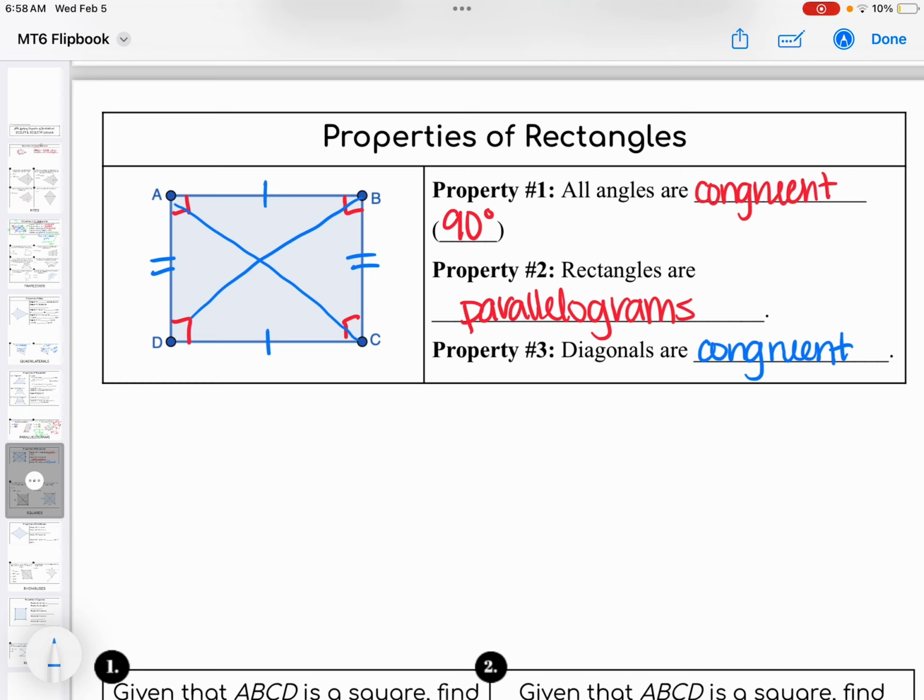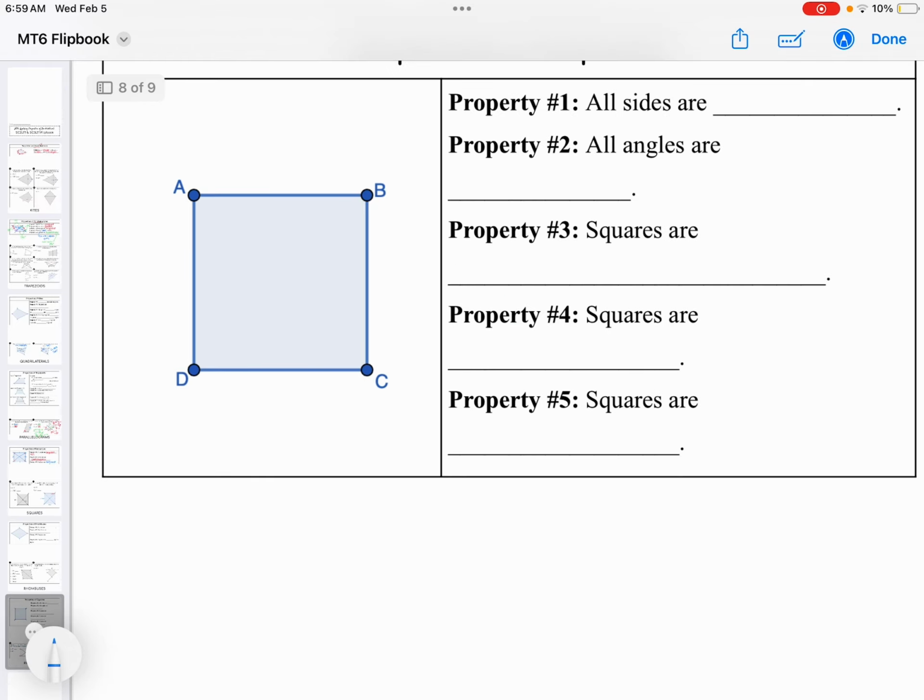The only difference in a rectangle is that it is a type of parallelogram, so it's going to follow all the properties of a parallelogram, but it is also going to have 90-degree angles. So all of those properties that it followed for a parallelogram are going to be the same here, with the added property of all the angles being 90 degrees. Okay, so now that we know that about rectangles, let's also talk about squares.